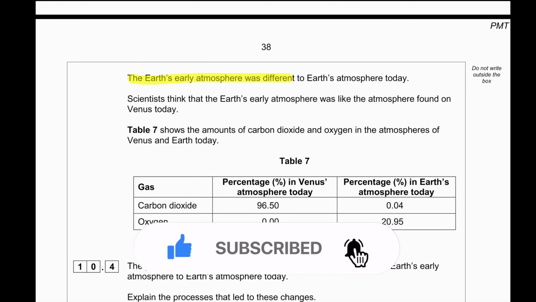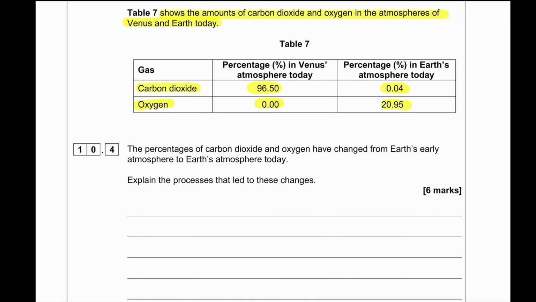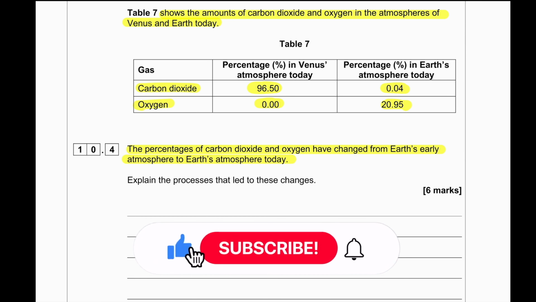The Earth's early atmosphere was different to the Earth's atmosphere today. Scientists think that the Earth's early atmosphere was like the atmosphere found on Venus today. Table 7 shows the amount of carbon dioxide and oxygen in the atmosphere of Venus and Earth today. Carbon dioxide is 96.5% on Venus and 0.04% in Earth's atmosphere today. Oxygen was 0.0%, and now it is 20.95%, almost 21%. The percentages of carbon dioxide and oxygen have changed from Earth's early atmosphere to Earth's atmosphere today.